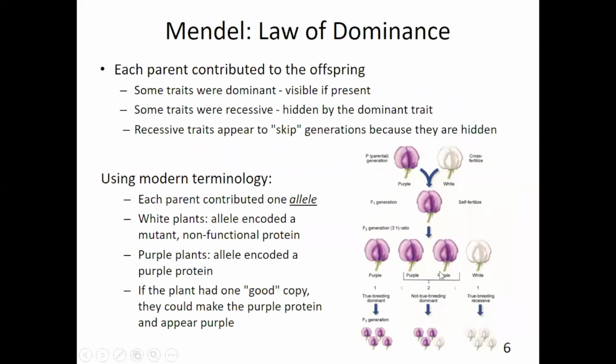This illustrates Mendel's first law, his law of dominance. Essentially, we know that each parent contributes genetic information to the offspring. Mendel discovered that some traits were dominant, while others were recessive. These recessive traits appeared to skip generations, as we saw in this example from the previous slide, looking at purple and white flowered plants. There were no white flowered plants in the F1 generation.